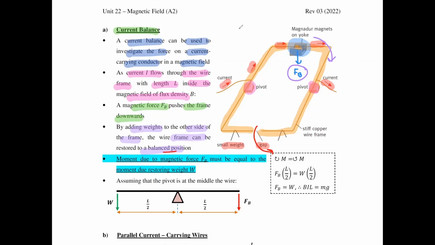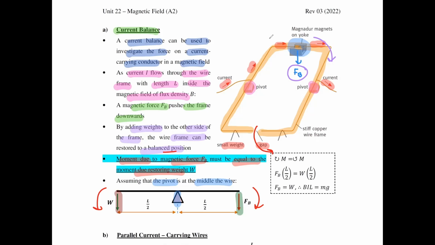So if you apply the principles of moment here, the moment due to the magnetic force must be equal to the moment due to the restoring weight here. And now, if you were to assume that the pivot is at the middle of the wire, this is how the diagram would look like. Your pivot being over here, your magnetic force FB is acting downwards here, your weight is acting at the other side. They will actually exert opposite moments. The magnetic force will be exerting a clockwise moment, whereas the weight will be exerting a counterclockwise moment.